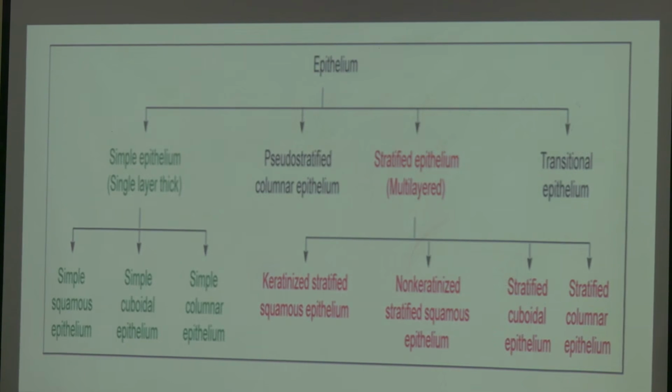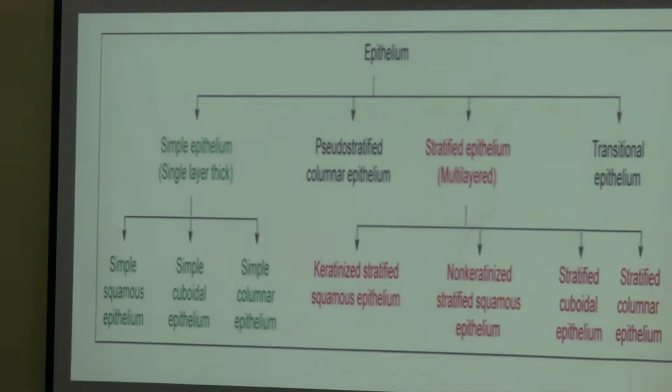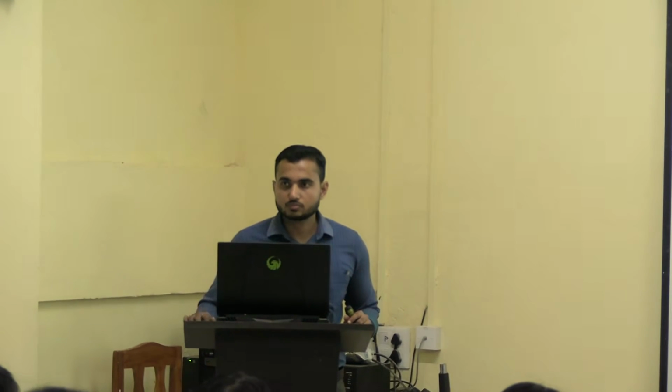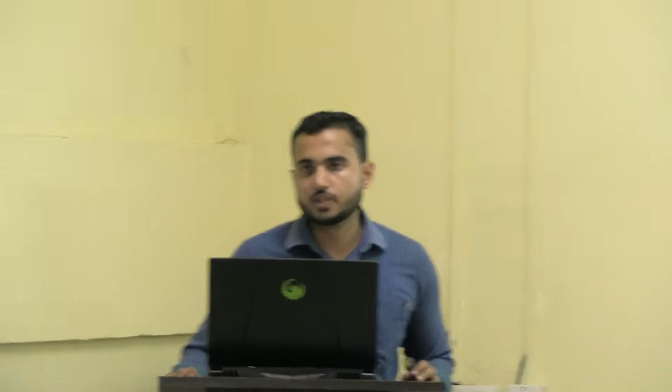Always keep that in mind. Classification is done based on something. It is based on whether it is a single layer of cell or multiple layers of cell. The classification is done based on whether it is having a single layer of cell or multiple layers of cell. What is the meaning of that?